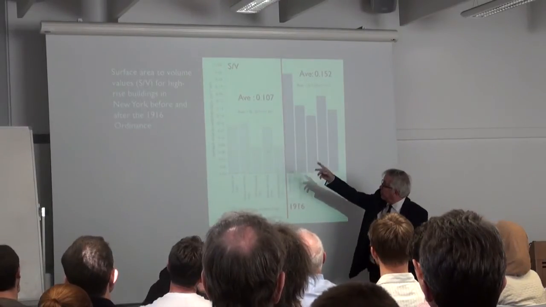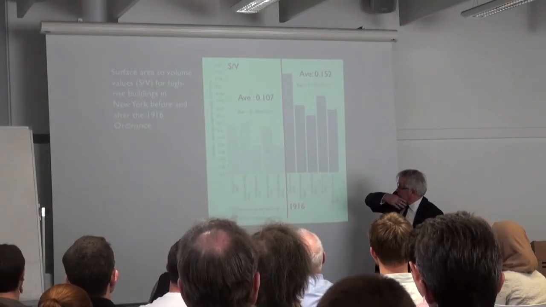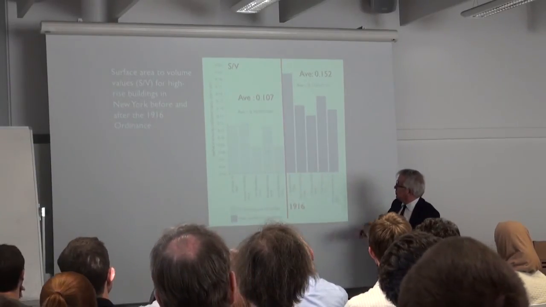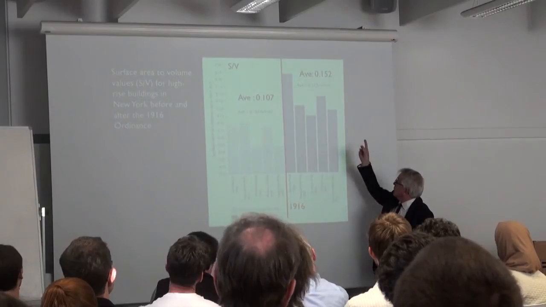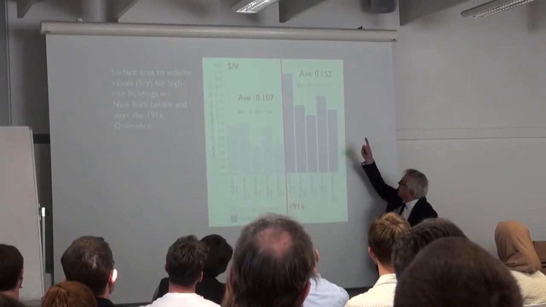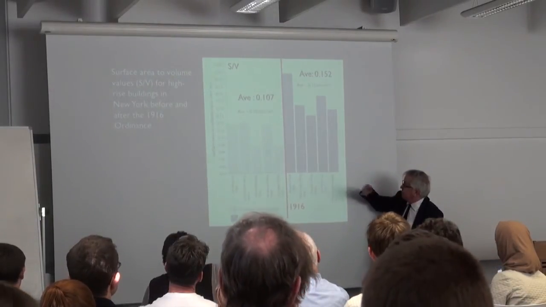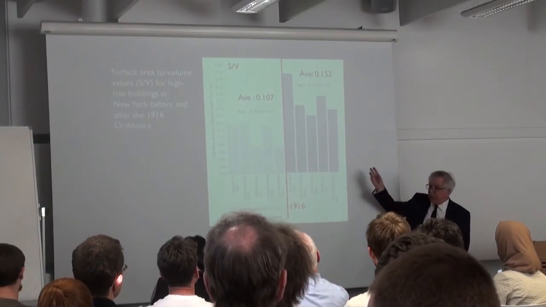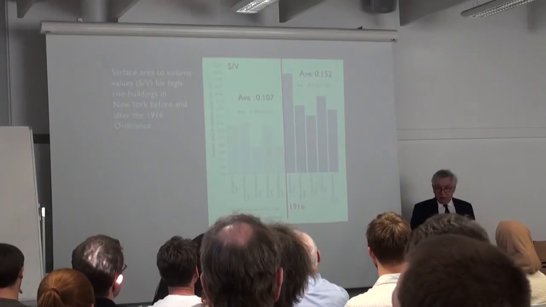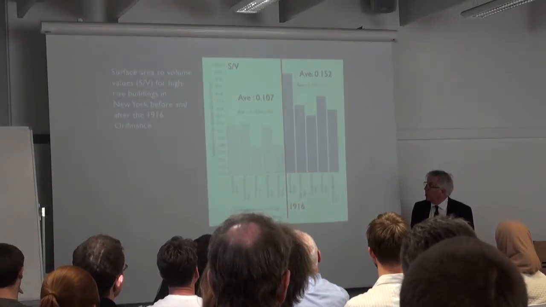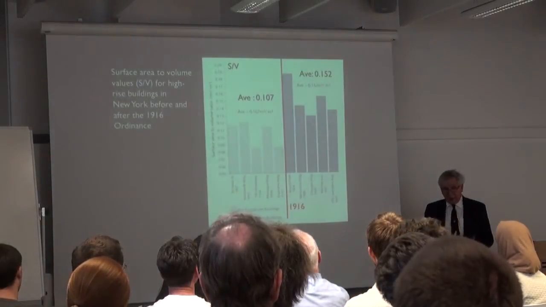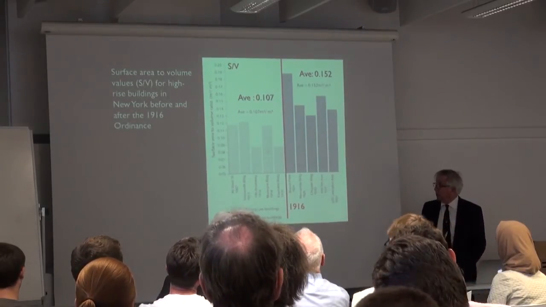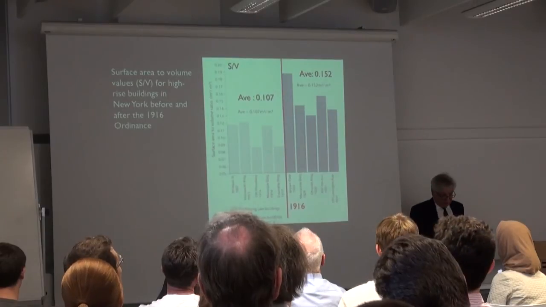And on the y-axis is surface to volume. You'll see that the average for these 5 buildings before is just above 0.1, and it rises to 0.15 afterwards. These are actually probably larger buildings, but that would work in the other direction. So clearly the Ordinance has had a very significant effect on surface to volume, and one imagines, although Oldfield and colleagues don't have data, on the use of energy for heating in winter.